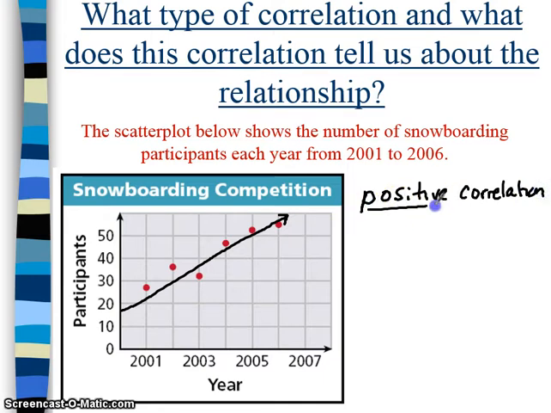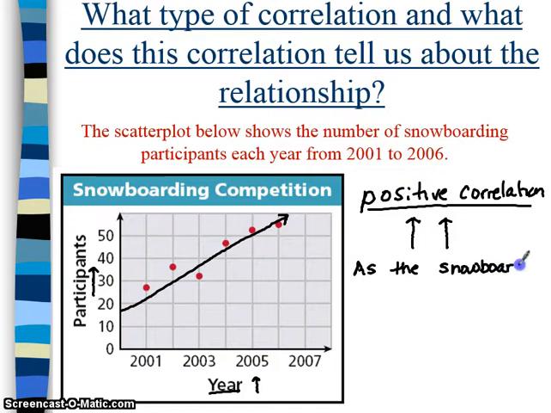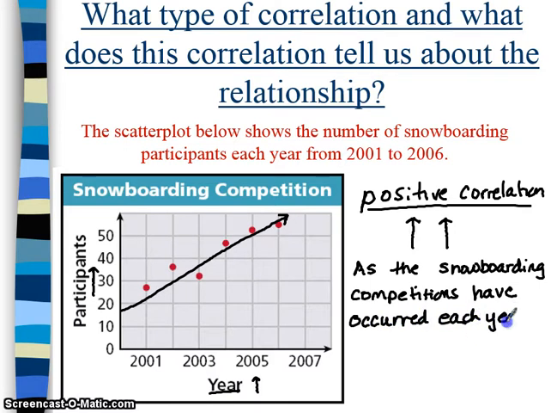Now remember, a positive correlation says that as one variable increases, so does the other. So as the years increase, the participants have increased as well. So as the snowboarding competitions have passed, or have occurred each year, okay, since they occurred each year, that means that we're going upward, increasing in years. The number of participants has increased as well.